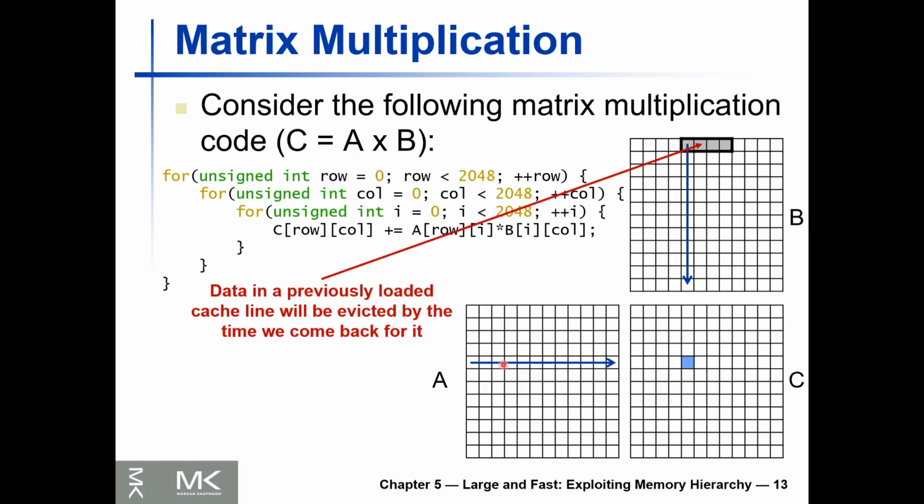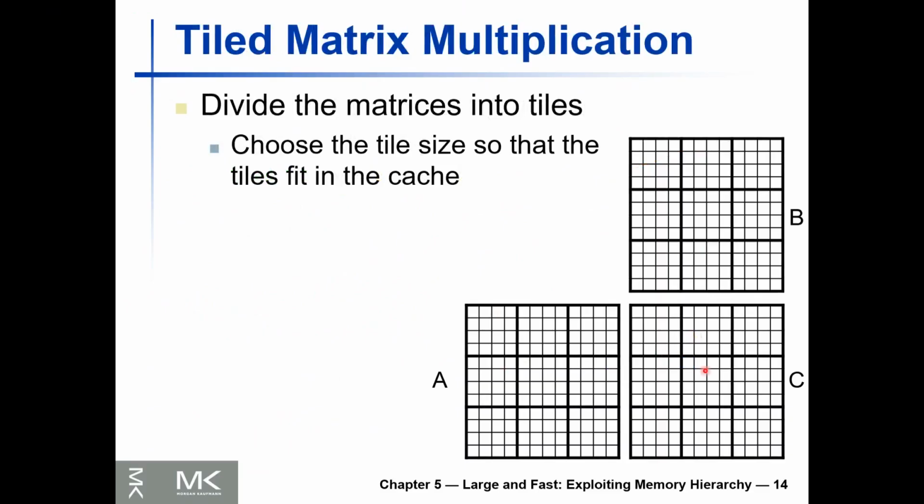Instead of accessing a lot of places in memory at the same time, we'd like to change our program to where we access small parts of the memory, and we access them as much as we can, and then we move on to access other parts of the memory. This is referred to as tiling. What we do is divide our matrices into tiles.